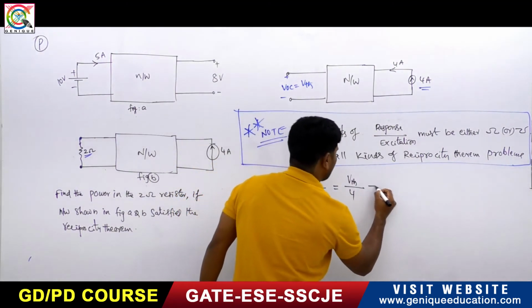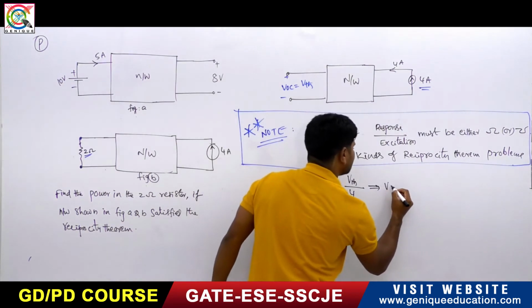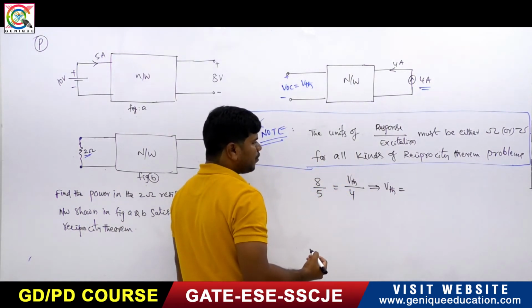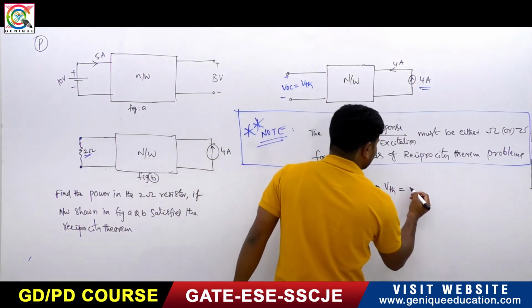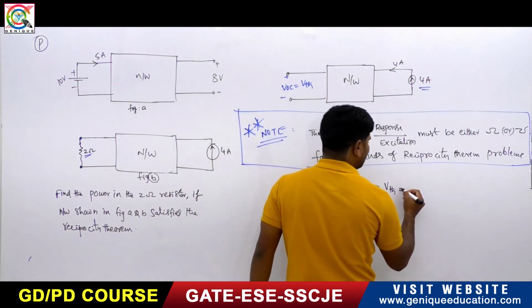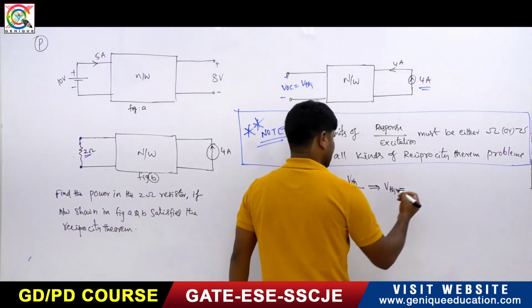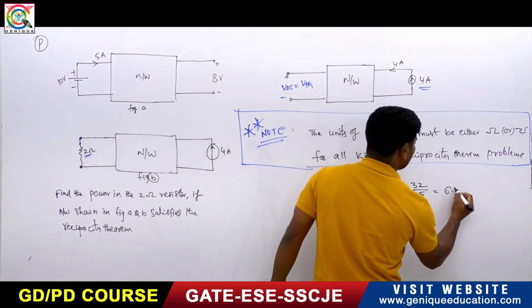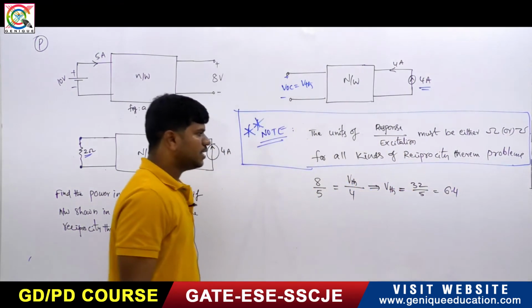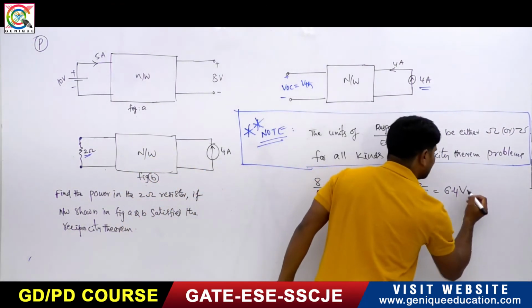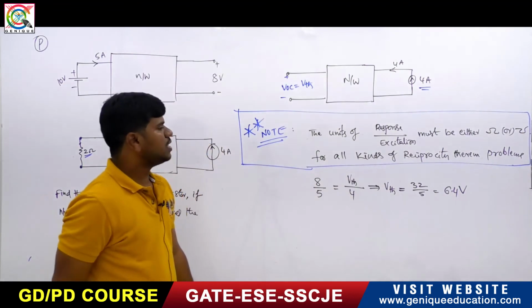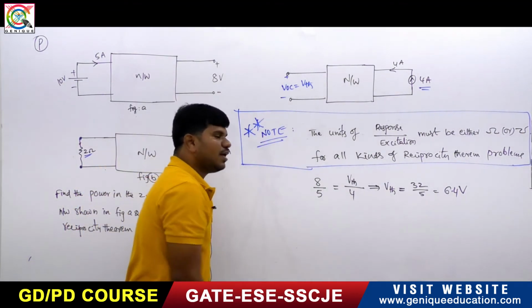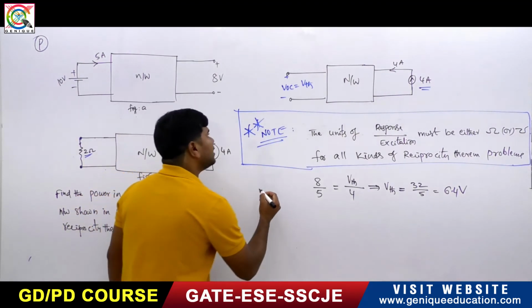So from this, how can we write? VTH is equal to 8 into 4, 32, divided by 5. So 32 divided by 5 is 6.4, right? It is 6.4 volts. So VTH is equal to 6.4 volts. Okay? So we found the VTH. How can you find the RTH?